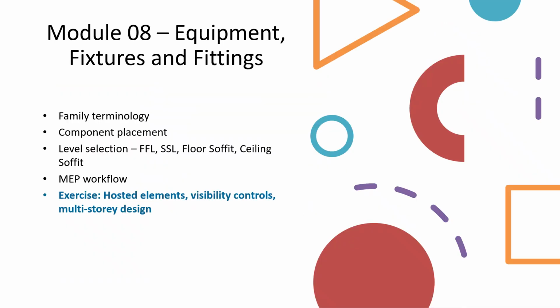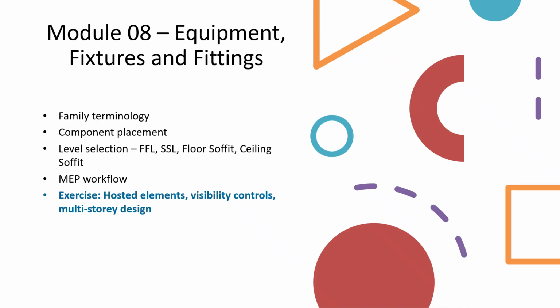Module 08, equipment, fixtures and fittings. In this module, we shift our focus to the components that populate our spaces, the equipment, fixtures and fittings that bring functionality to the model. We begin by clarifying family terminology. In Revit, families are the building blocks of components, from air terminals to sanitary fixtures. Understanding how they're structured helps us manage and customize them effectively.